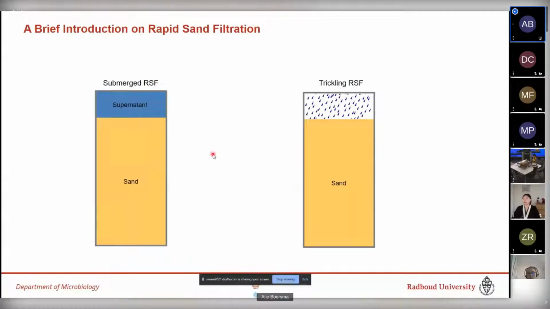So there are two main types of rapid sand filters. Firstly, the submerged rapid sand filters, which have a permanent layer of supernatant on top of the sand bed, and then the trickling rapid sand filters, which are also called dry filters, which don't have a permanent layer of supernatant on top of the bed, and the water is trickled on there. Most of the time, these trickling filters are used when the ammonium load of the water is so high that even water that is fully saturated in terms of oxygen doesn't have enough oxygen to oxidize all the ammonium. And this trickling setup allows for more contact with oxygen.